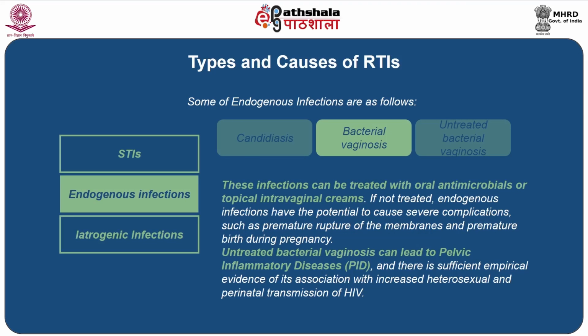If not treated, endogenous infections have the potential to cause severe complications such as premature rupture of the membranes and premature birth during pregnancy. Untreated bacterial vaginosis can lead to pelvic inflammatory diseases, and there is sufficient empirical evidence of its association with increased heterosexual and perinatal transmission of HIV.